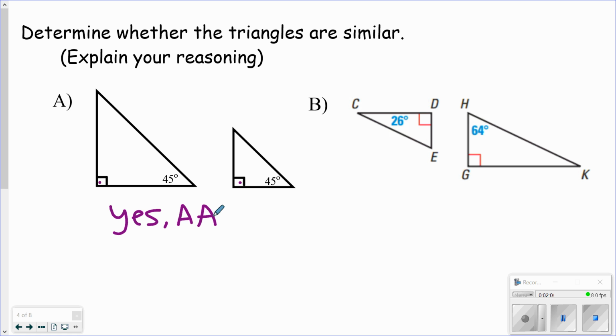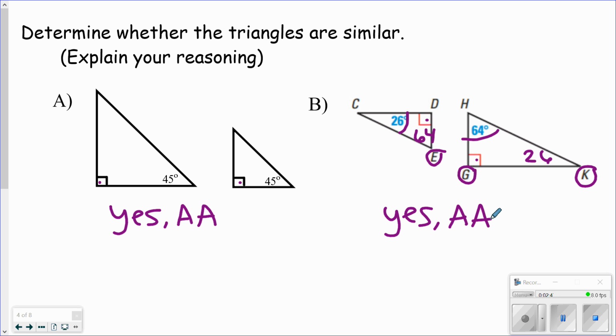Part B here, is there enough information? Well, I do see that we have two 90-degree angles. I see that this angle is 26 and this angle is 64. So to be able to prove if these are similar, I need to figure out what is the measure of angle E and angle G. Remember, when you add up the angles in a triangle, what do they add up to? 180. So if I look at the first small triangle, that means angle E has to equal 64, and angle K has to equal 26. So yes, there is enough information here, and why angle.